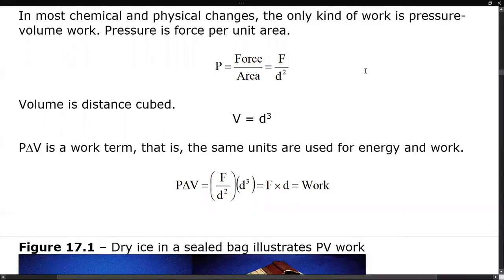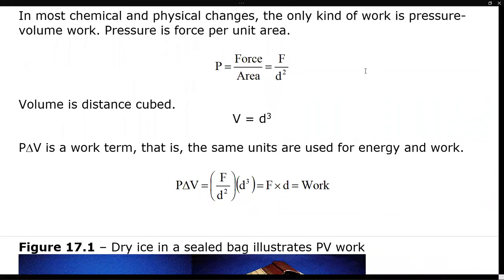So in most chemical or physical changes, the only kind of work is pressure-volume work. Pressure we find is force divided by area, so the units of force divided by some sort of square distance. But volume is distance cubed. Pressure times volume is a work term, kind of like in a piston, and we can use that to calculate work.